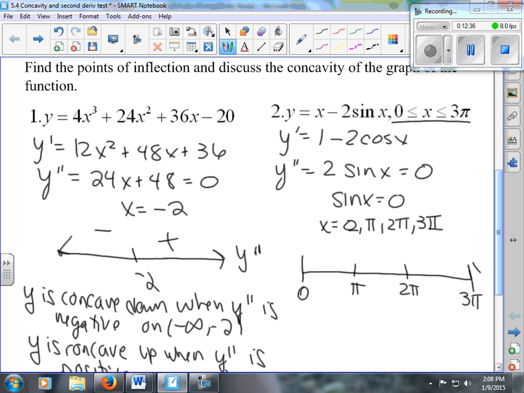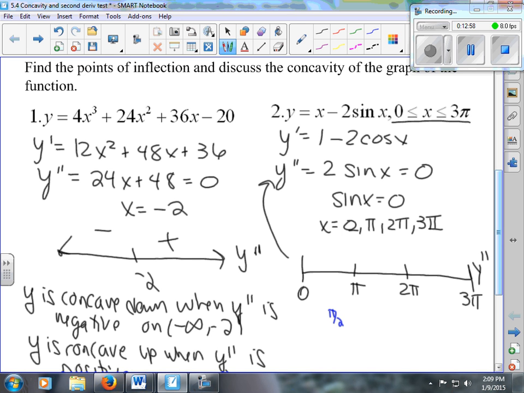And this, again, I'm going to label as y double prime to remind myself that I'm doing a sign chart on the second derivative now. And so I plug values into the second derivative equation to figure out if I have positive or negative. All right, so here between 0 and pi, let's plug in pi halves.